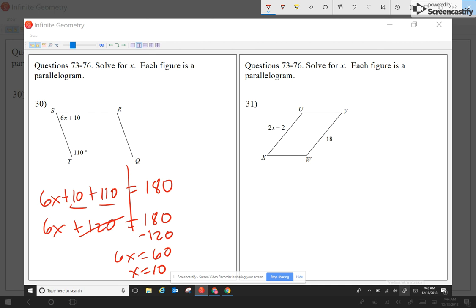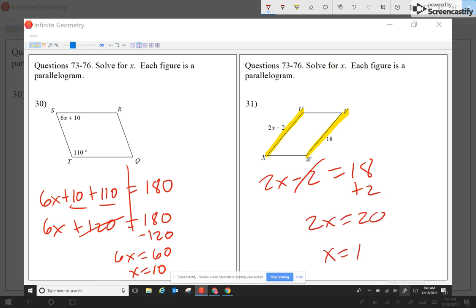Looking at question number 31, my numbers are on the outside. So I am talking about the sides. They're opposite sides. So 2x minus 2 equals 18. Let me add 2 to both sides. 2x equals 20. So x must be 10. Any questions on these?